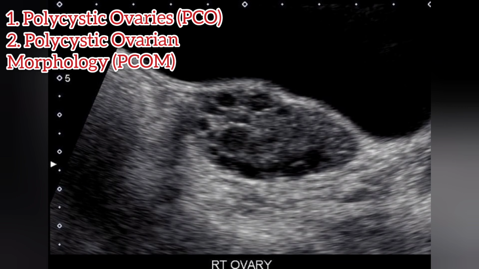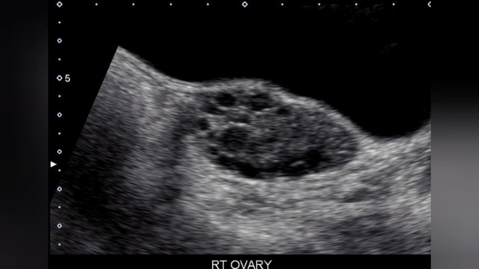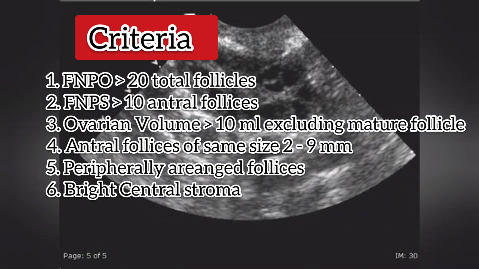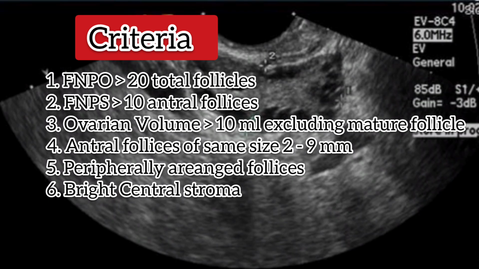Polycystic ovaries are also called polycystic ovarian morphology. On the ultrasound, there are criteria for the diagnosis of polycystic ovary. Number one is the follicular number per ovary. There must be more than 20 follicles in each ovary. These also include the dominant follicles.